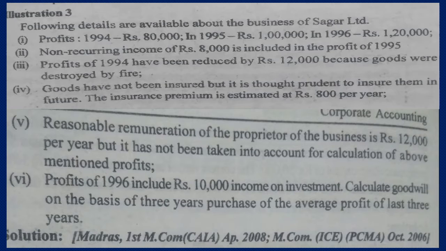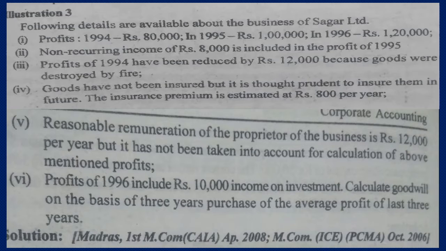Non-recurring income of 8,000 is included in the profit for the year 1995. Which means in the year 1995 there is unexpected income. The 8,000 is included in the 1 lakh of 1995. Now the profit of 1994 has been reduced by 12,000 because goods were destroyed by fire. So the profit of 1994 is given as 80,000, after the reduction of goods destroyed in fire.